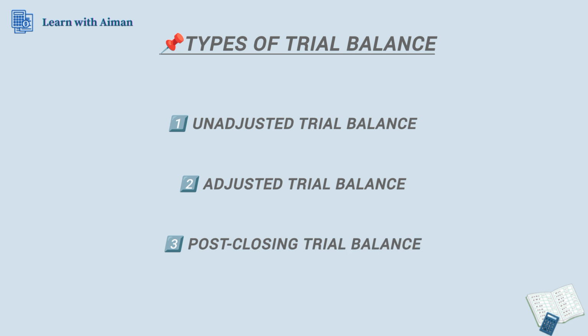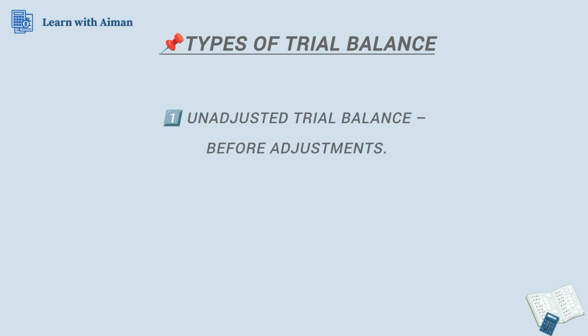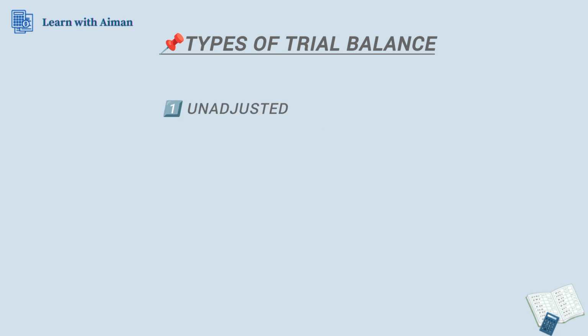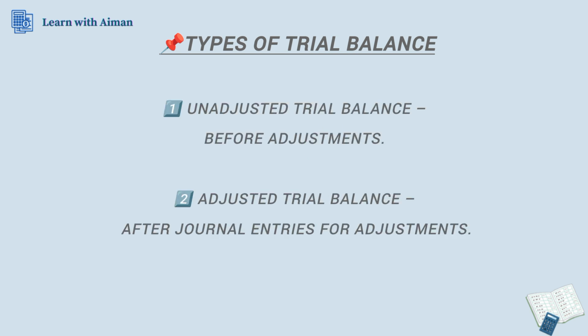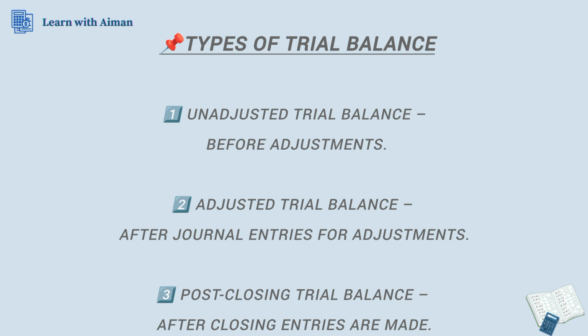Types of trial balance: unadjusted trial balance, adjusted trial balance, and post closing trial balance. Number 1, the unadjusted trial balance. We use it before adjustment. The adjusted trial balance is used after journal entries for adjustments. And the post closing trial balance is used by accountants after closing entries are made.